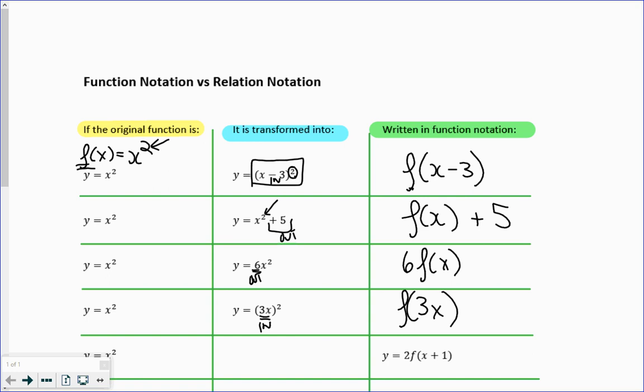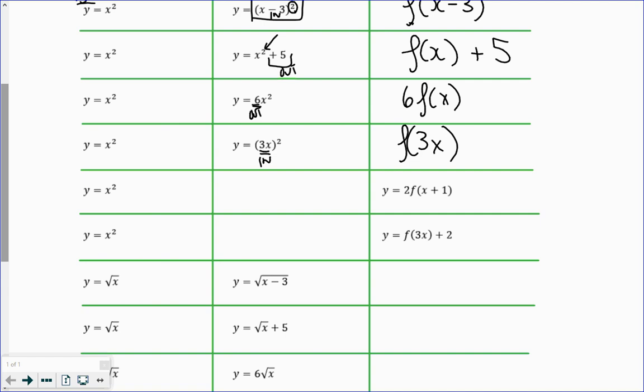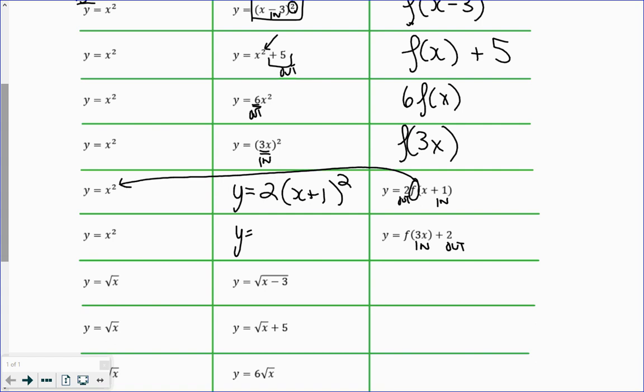Okay. Then going backwards. So again, here I'm giving you the function notation, and I want to have what is the actual equation out. So this is on the outside. This is on the inside. And remember, my f is the squared function. So I'm going to go 2, and then inside the squared function is the x plus 1. So on this one, 3x is inside, plus 2 is outside. So we're going to have 3x squared, and then the plus 2 on the end.